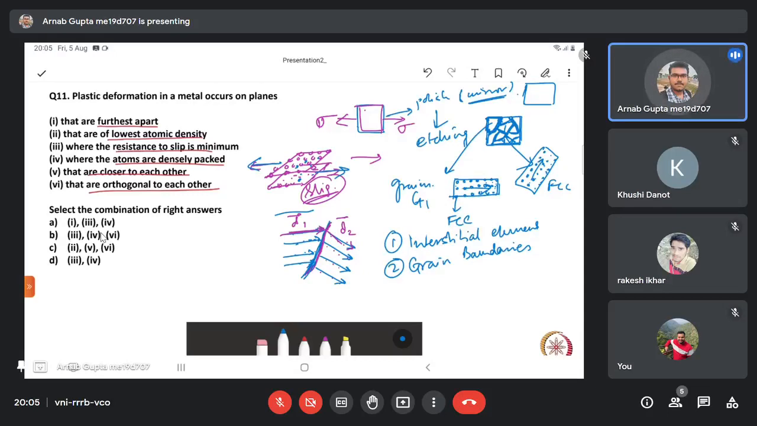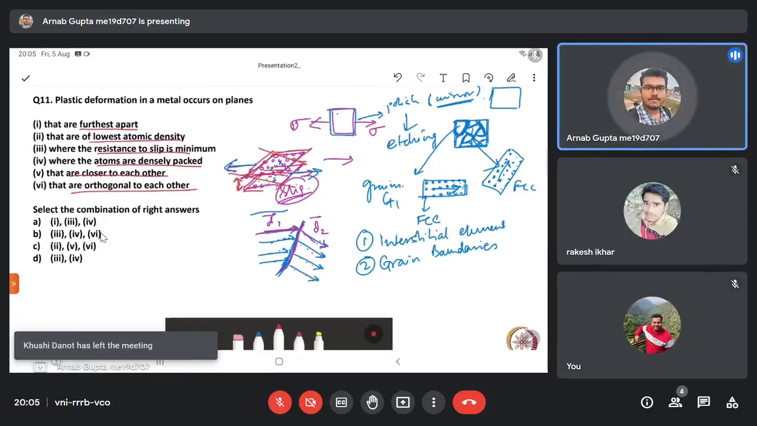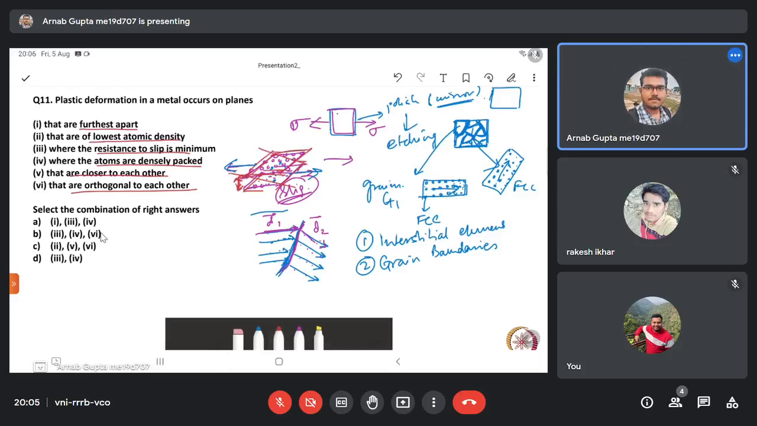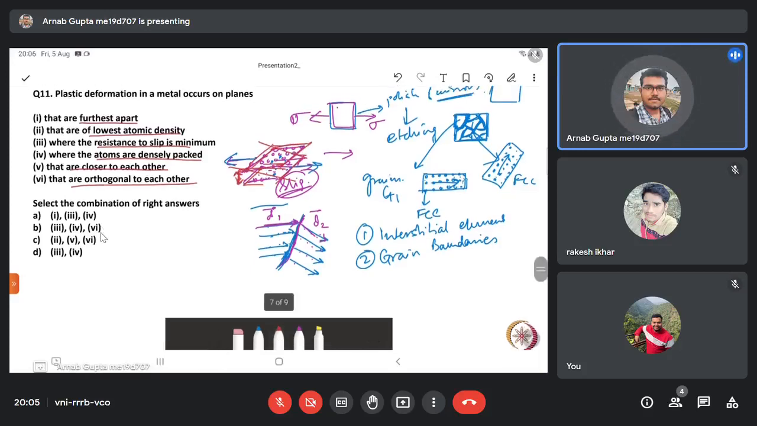The second criterion is the distance between these two planes, which are more closely packed. There can be other planes in between, but we know that slip is occurring in this plane. So these are the slip planes. The higher the distance between these slip planes, the more probable the slip. So option 1 is correct here.